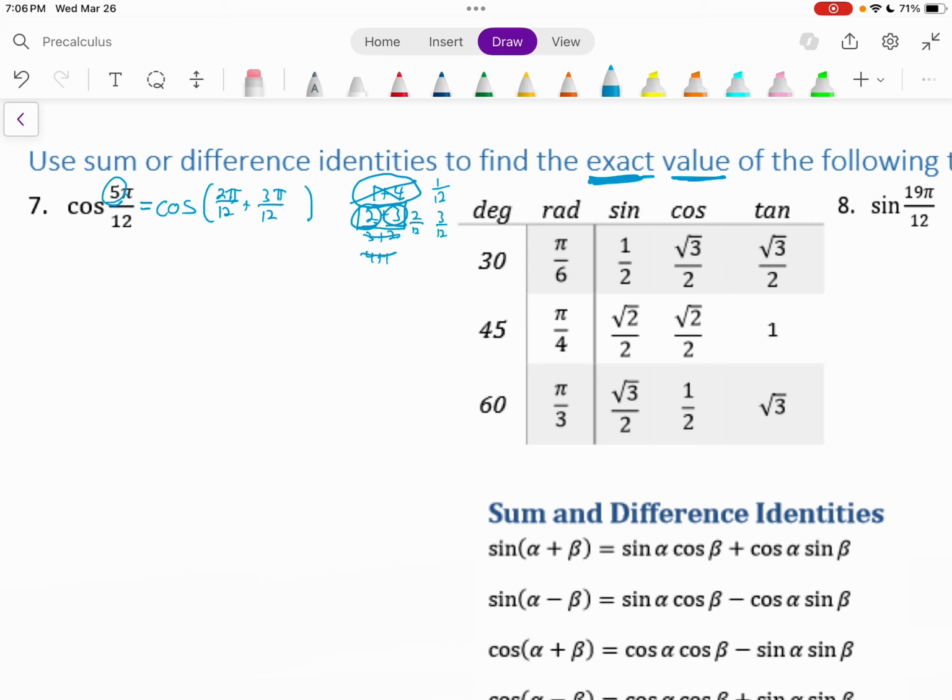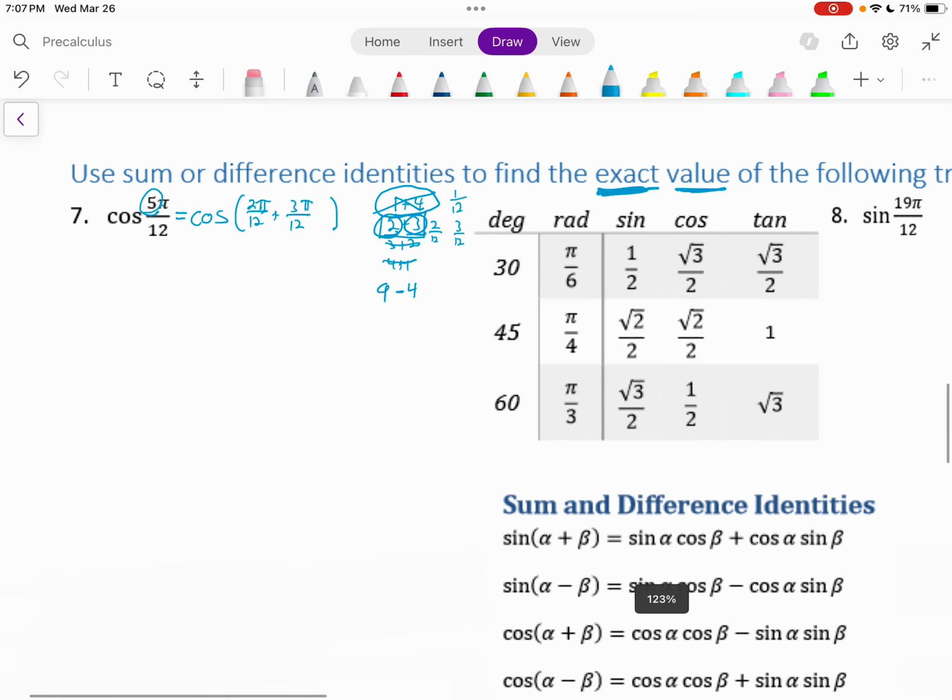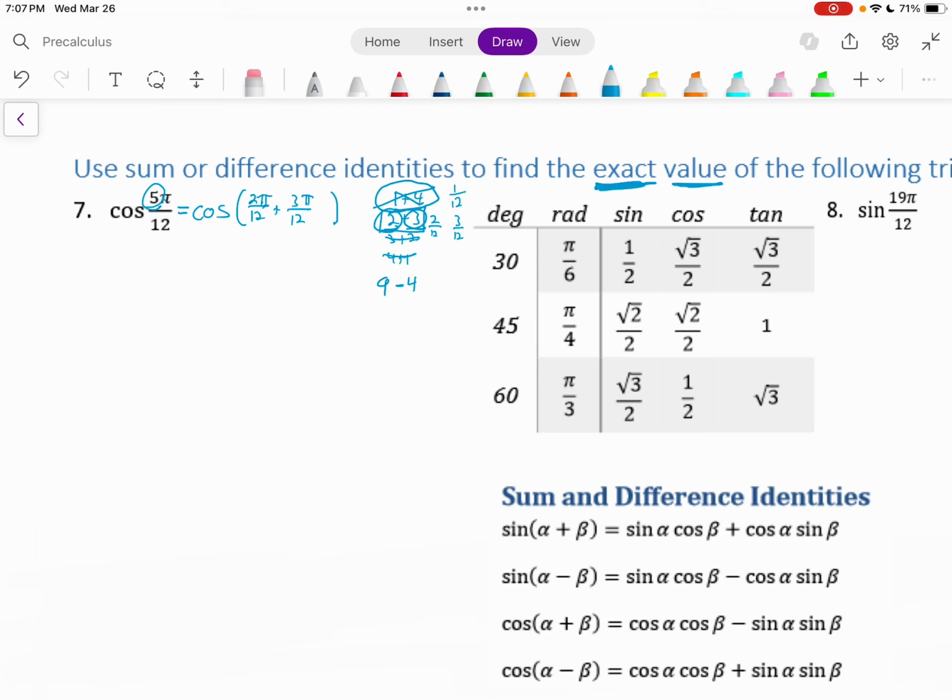Now, we also could use subtraction if we wanted to. We could do, does 9 reduce with 12? Yes, it does. Minus 4. 9 minus 4 is 5, and 4 reduces with 12. So we could have used 9 minus 4 as well, but addition's usually easier. So now, and I have our sum and difference identities on here, we want to use the cosine sum identity because it's a plus sign.